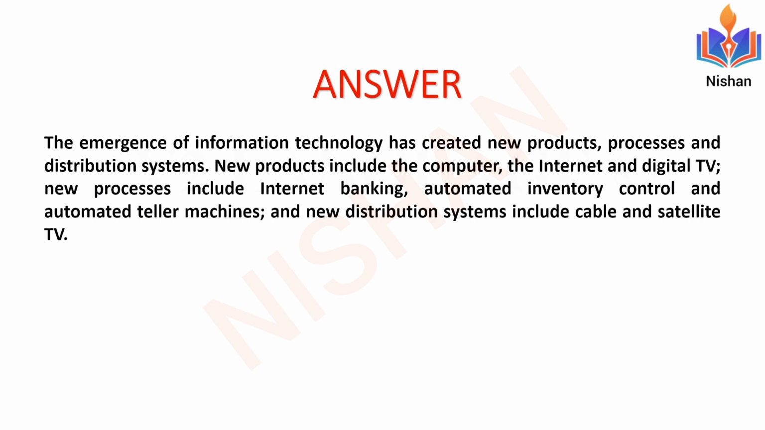The emergence of information technology has created new products, processes, and distribution systems. New products include the computer, the internet, and digital TV. New processes include internet banking, automated inventory control, and automated teller machines. And new distribution systems include cable and satellite TV.